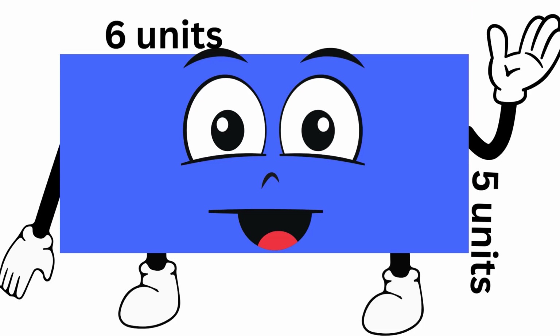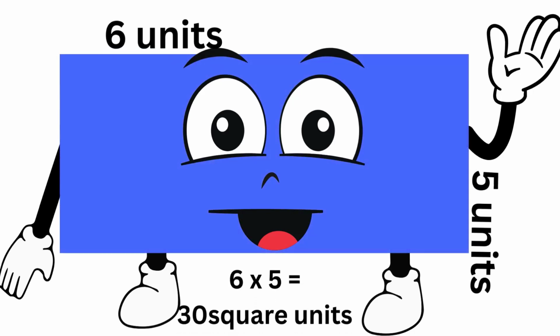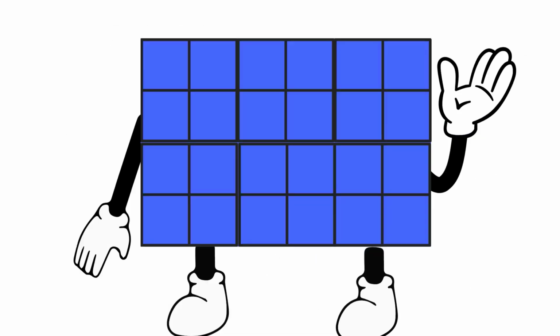For example, let's say we have a rectangle that's 6 units long and 5 units wide. To find the area, we multiply 6 by 5. That gives us 30 units squared. That's the area of our rectangle. Let's try another problem. Take a good look at this rectangle.